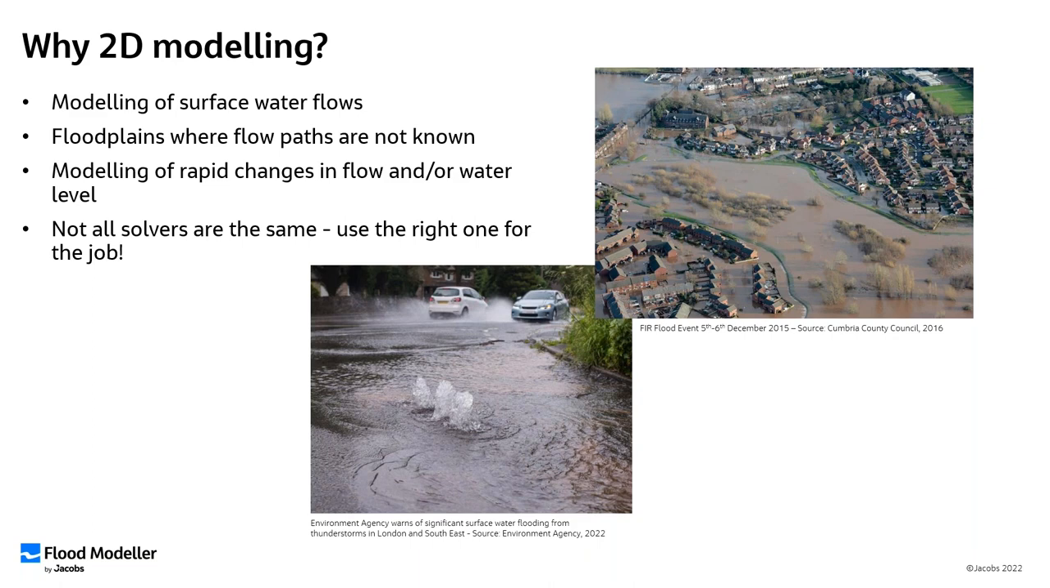You might also want to apply 2D modeling in areas of rapid change in flow or water level, and also for things like surface water, where you perhaps don't have a clear flood mechanism in terms of the water's going to pop out of a manhole, but then you're not really 100% sure where it's going to go from there. In contrast to, say, a 1D channel, where you kind of know it's going to be going, in all likelihood, upstream to downstream. But not all solvers do the same job. You need to pick the right one for whatever you're trying to achieve.